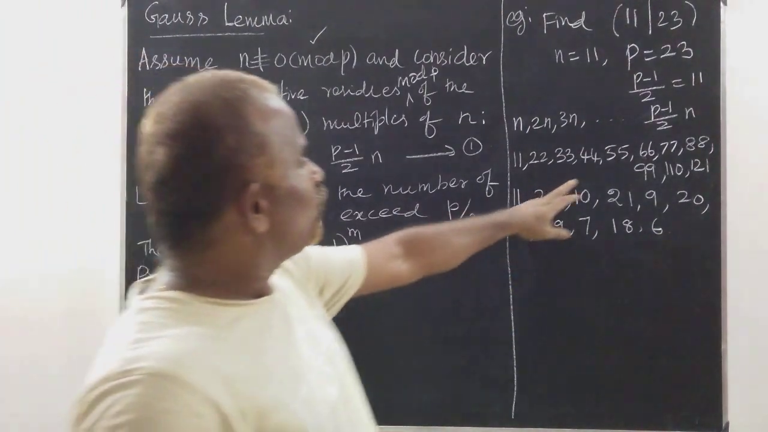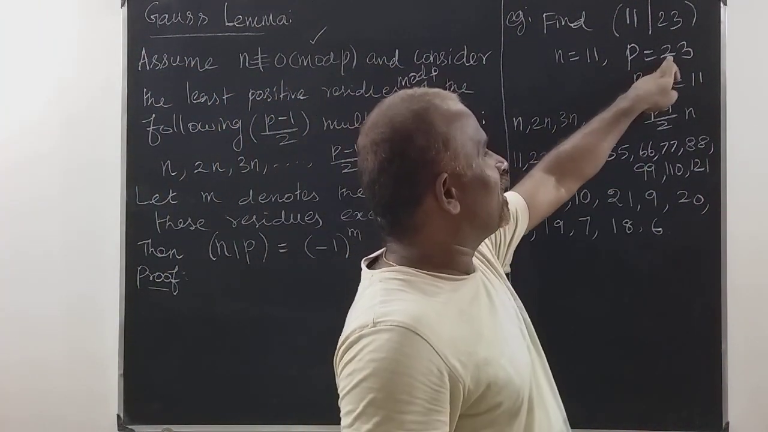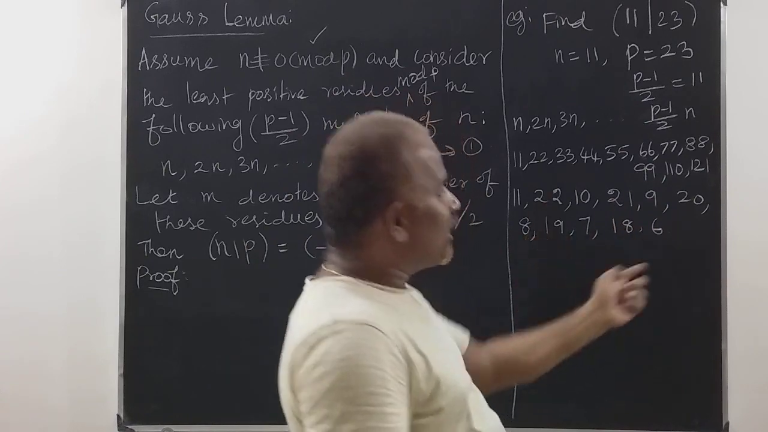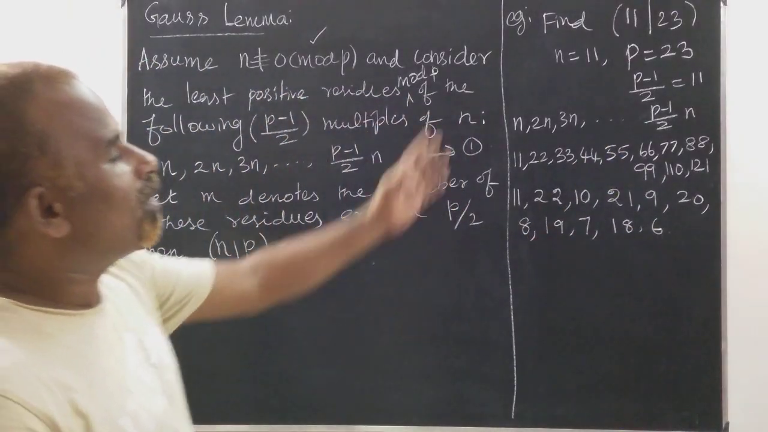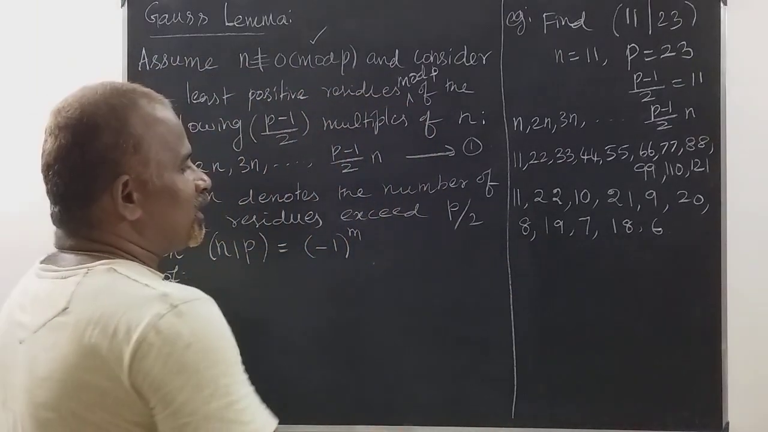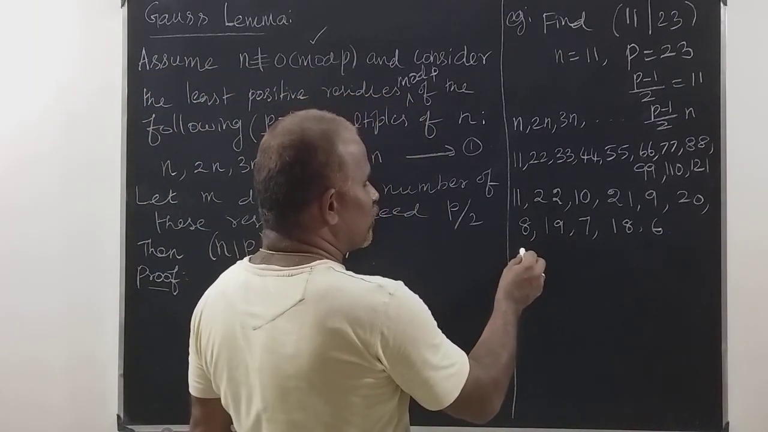So when you divide each number by 23, you get a remainder. That remainder is nothing but the least positive residue mod 23. So that is most important. Okay, now consider these residues.